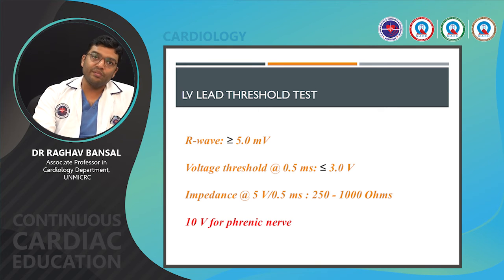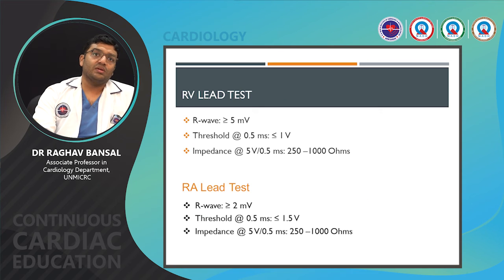Sometimes you might be miffed because you have been implanting a lot of RV leads, that the threshold is 2.5 at 0.4 or 0.5 millisecond pulse width, which might be acceptable for a CS lead. And impedance is usually between 250 ohms to 1000 ohms. And you should always check at 10 volt pacing for phrenic nerve stimulation, especially with an LV lead placement. And once you are done with this, you should always also check your RV and the RA lead while implanting the CRT.